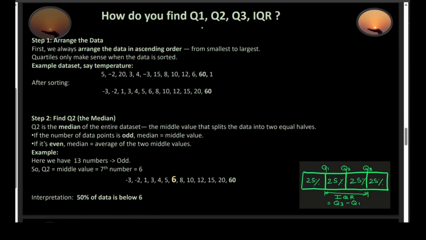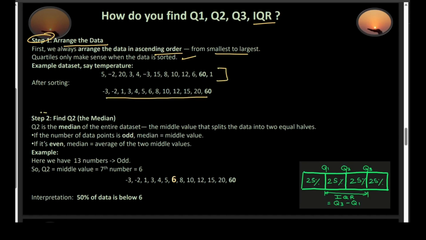So how do you find Q1, Q2, Q3 and your IQR? Well, step one, arrange your data. First, you want to make sure that you arrange your data in ascending order from smallest to largest. Quartiles only make sense when your data is sorted. So let's say this is the data given to you. This could be, let's say, the temperature in a city. After sorting, this is how your data will look.